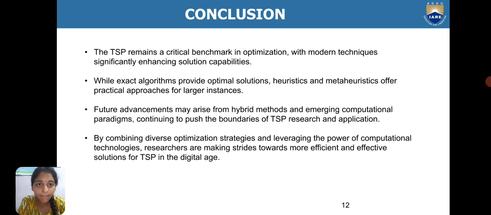Future advancements may arise from hybrid methods and emerging computational paradigms continuing to push the boundaries of TSP research and applications. By combining diverse optimization strategies and leveraging the power of computational technologies, researchers are making strides towards more efficient and effective solutions for TSP in the digital age.